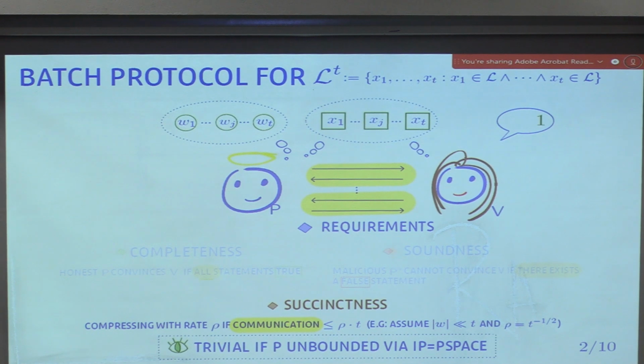And this implies communication of poly log T. And that is already succinct. But just to confirm, we can achieve a small compression rate, since the prover is allowed to be unbounded. Right. Does that make sense, Manoj? Yeah. Okay. So this is the first half of the equation, batch proofs.